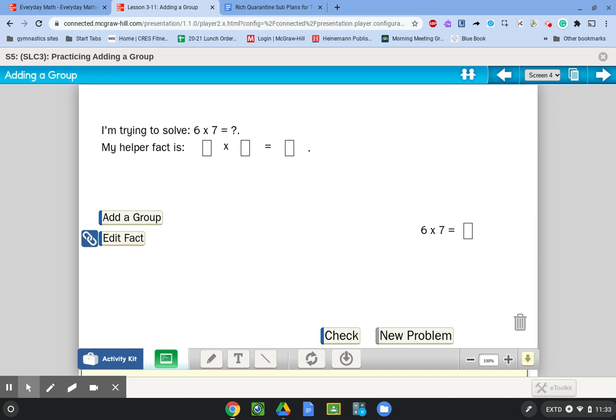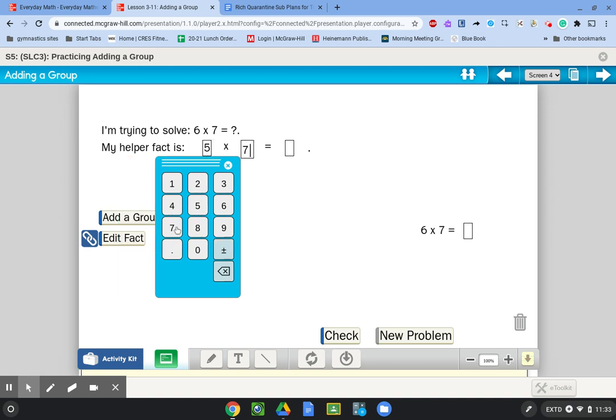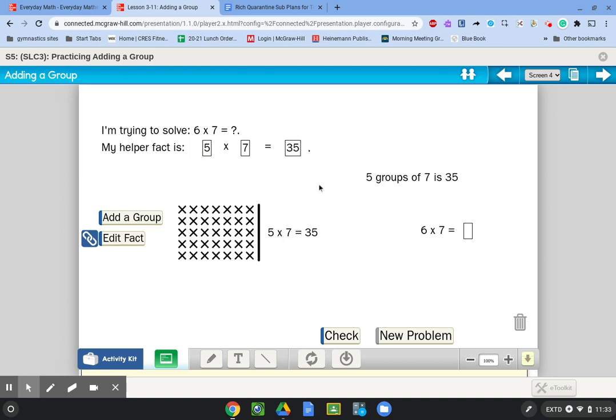I'm trying to solve 6 times 7. That's a fact that we don't have memorized yet. Well, what's a helper fact for 6 times 7? Well, we know our 5s, right? So how about 5 times 7? 5 times 7, we should know, is 35. Okay? So then my tool here does all the work for me. It makes a 5 by 7 array. It tells me that 5 groups of 7 is 35.